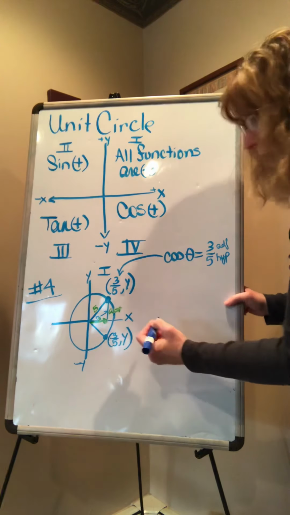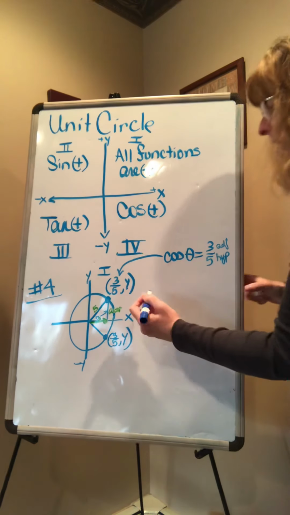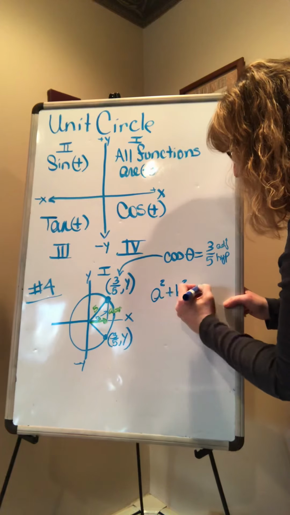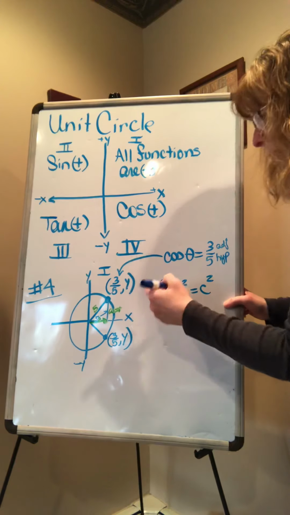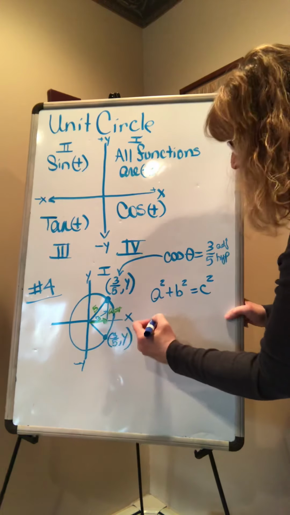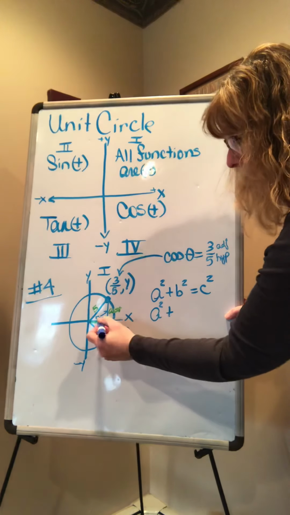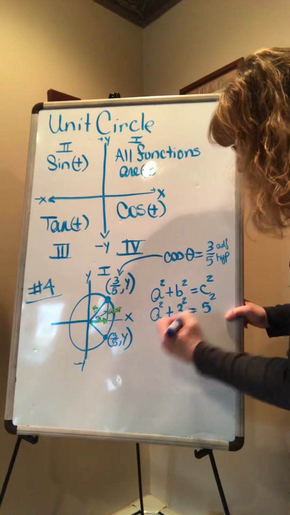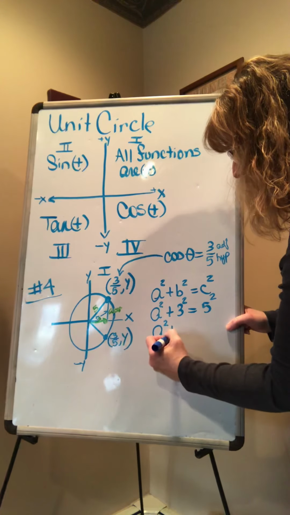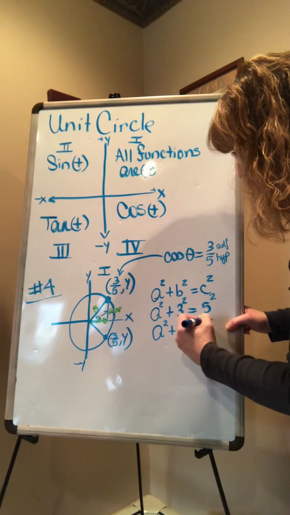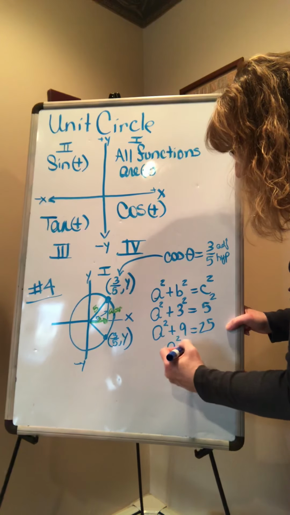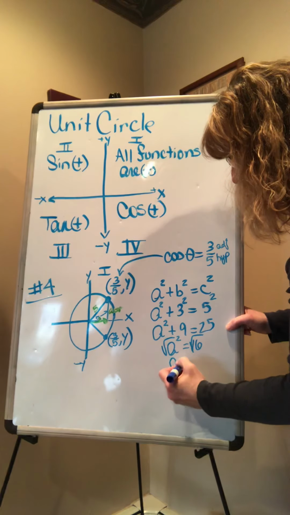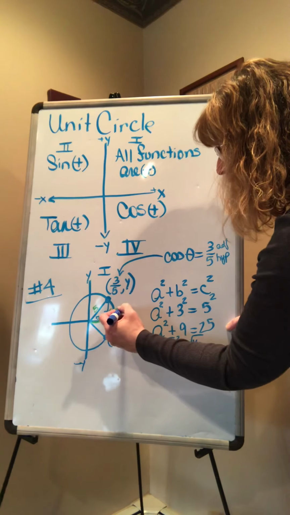So now I need the Pythagorean theorem, so that's the tie-in. a squared plus b squared equals c squared, and my altitude is unknown, but my base is 3, and my hypotenuse is 5. So I get a squared is 16, therefore I square root, and a is 4. The altitude is now 4.